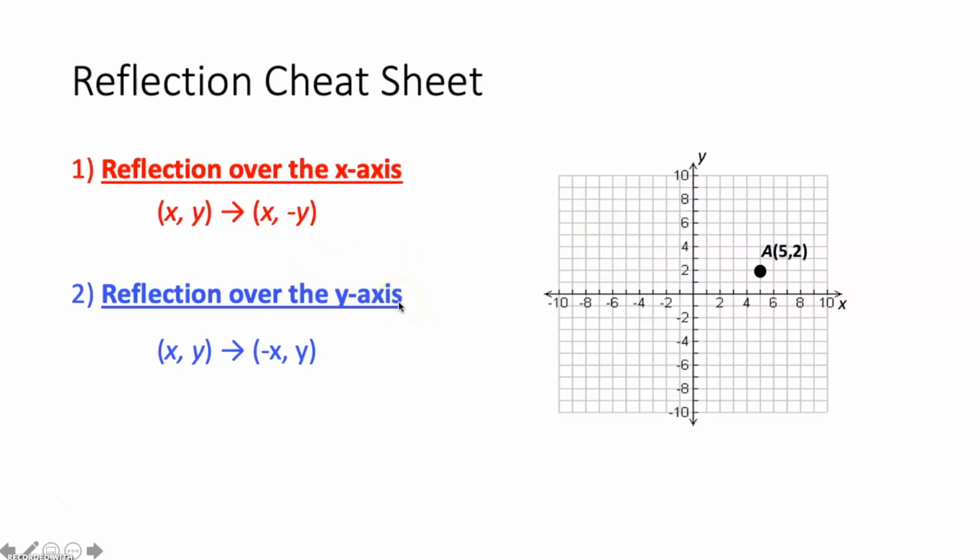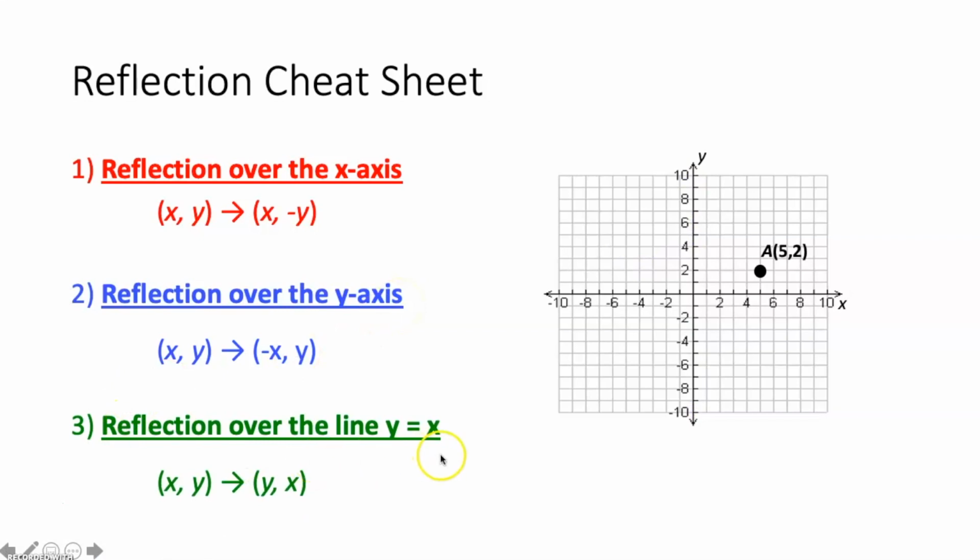Last but not least, I want to show you how to reflect something over the line y equals x. And some of you are thinking, what is the line y equals x? Well, y equals x is just everywhere where y equals x. 1, 1, 2, 2, 3, 3, 4, 4. Or you can think about it in terms of slope-intercept form. It's a line with a slope of 1 and a y-intercept of 0. So it has a y-intercept of 0 and a slope of 1. Up 1 over 1, up 1 over 1.